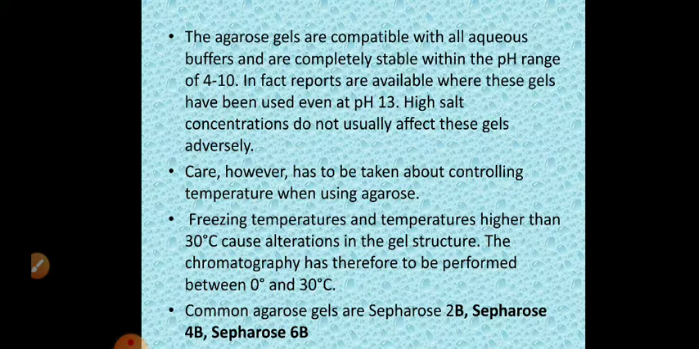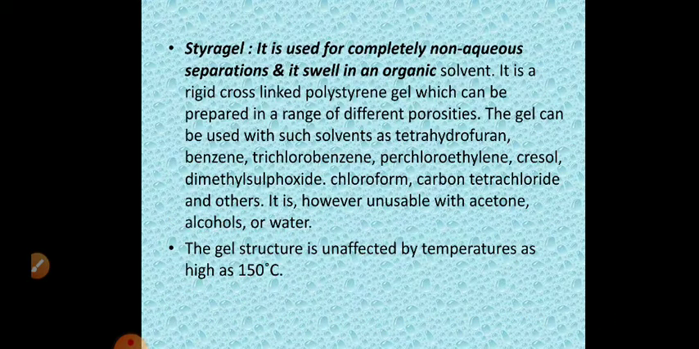Freezing temperature and temperature higher than 30 degrees Celsius can alter the gel properties, and that's why when we are using agarose gel, we have to carry out the separation in the range of 0 to 30 degrees Celsius. They are available in the market under names like Sepharose 2B, Sepharose 4B, Sepharose 6B. So this 2, 4 and 6 is the percentage of agarose present, right?